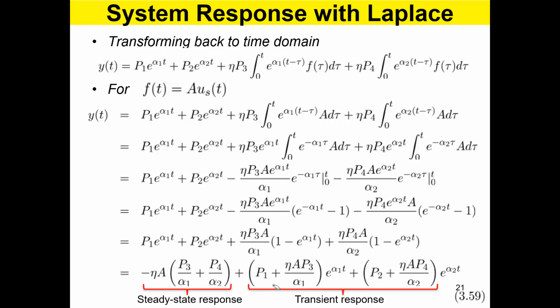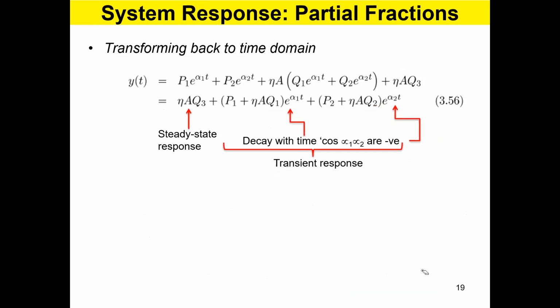And if you look at the transient part, you have P1, P3, eta, A, and alpha 1. They're all system component dependent, right? In addition to that, you have e to the alpha 1t. Alpha 1 is a negative number, so with time this part is going to die. Exponential decay. So is here. This part is also an exponential decay, right? So this is the same thing you got earlier. Here, a constant term and 2 exponential decays.